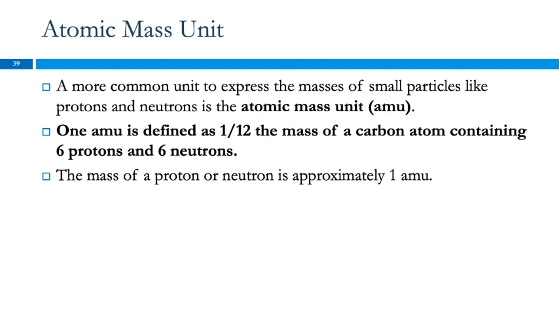And that might sound like a sort of a weird description. This carbon has 6 protons, 6 neutrons. Those are the massive particles. So it has 12 massive particles in it. It has a mass of 12 atomic mass units. So what that means is the mass of a proton or a neutron is approximately 1 atomic mass unit. It's not exactly, because that would be too neat and tidy.